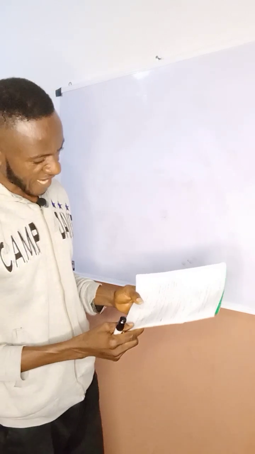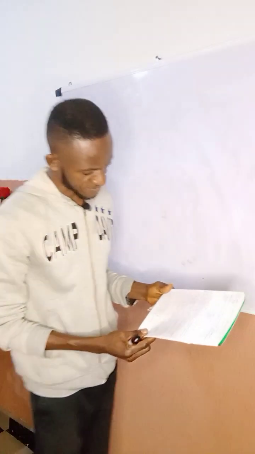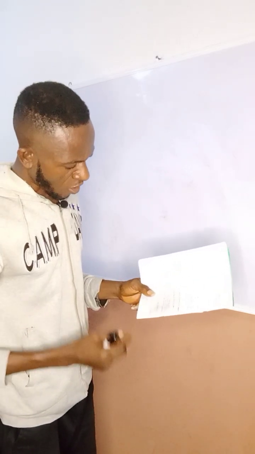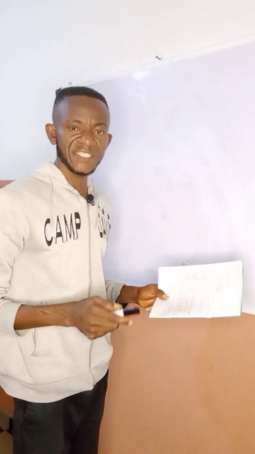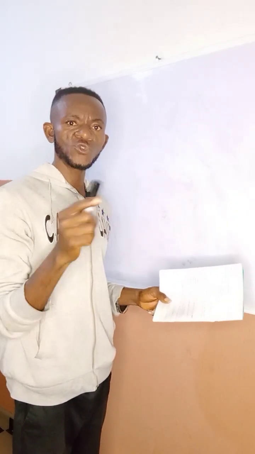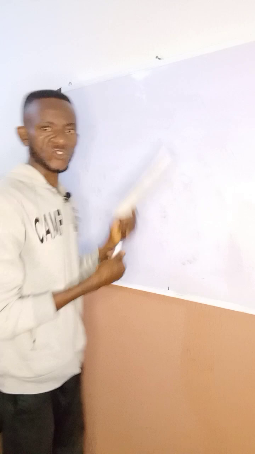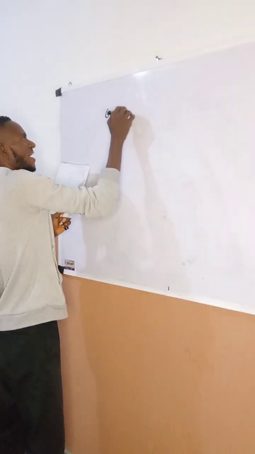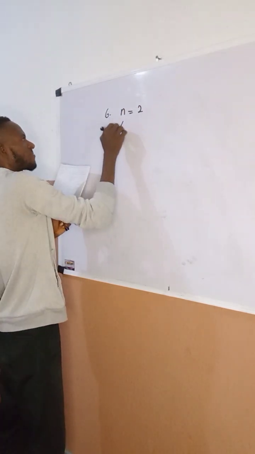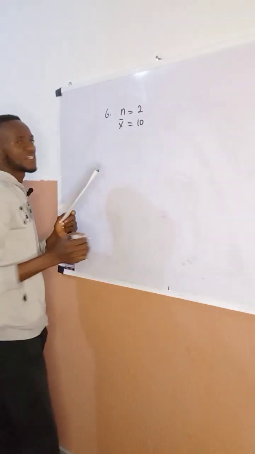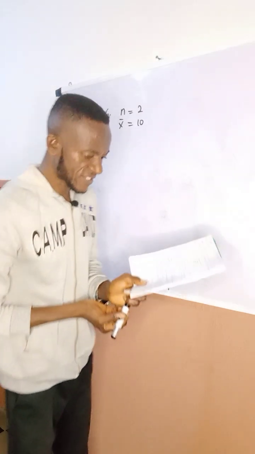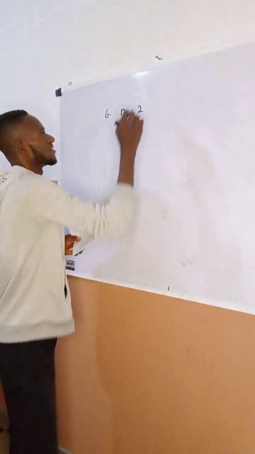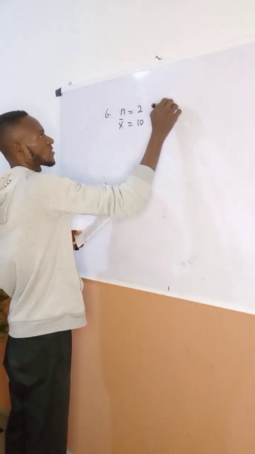Okay, that next number says, if the mean of two numbers is 10, so this is question number 6, the mean of two numbers is 10. So my n is equal to 2, and then my x bar equals 10. If the mean of two numbers is 10, and the mean of three numbers is 20. So let me come here, n again equals 3.